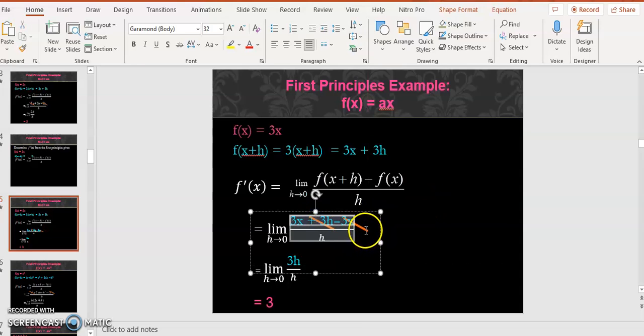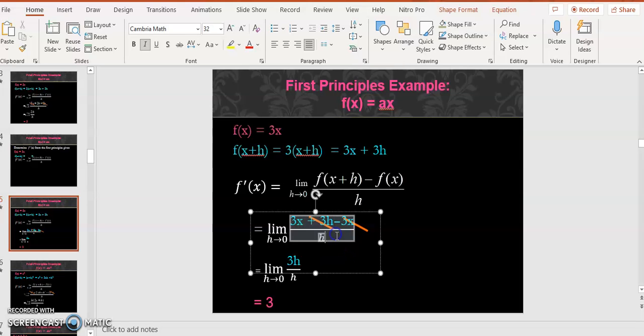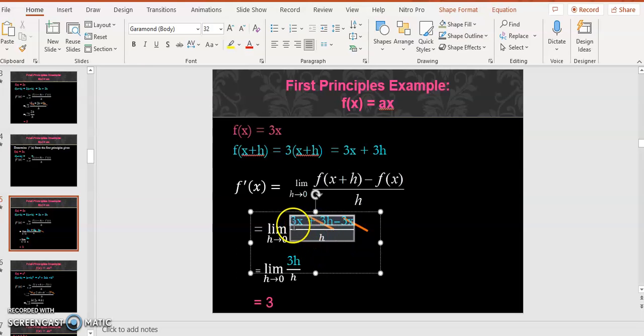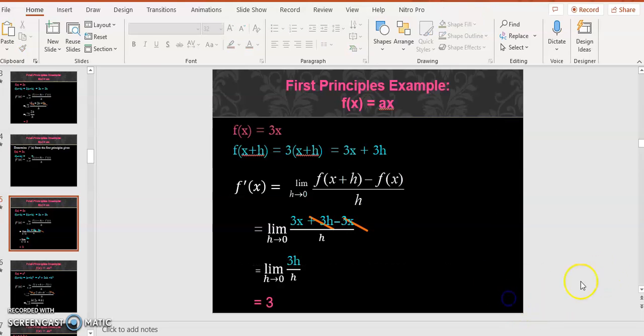There's no need for you to even bring this one to cancel, right? Because 3x minus 3x is going to be 0. So we are going to have 3h, remaining with only this 3h. The other will go away. So 3x minus 3x is going to be 0, and we are going to have 3h over h. And the h will cancel to give us 3. Okay, let's move on to the next one.